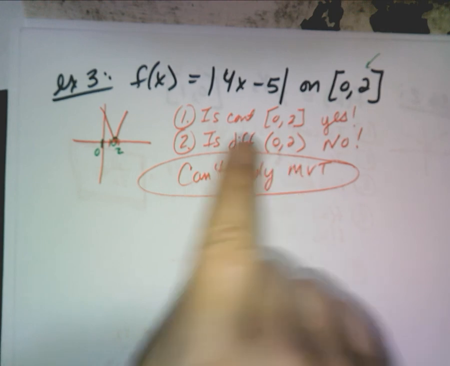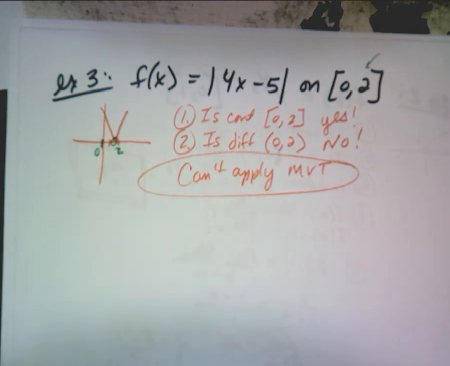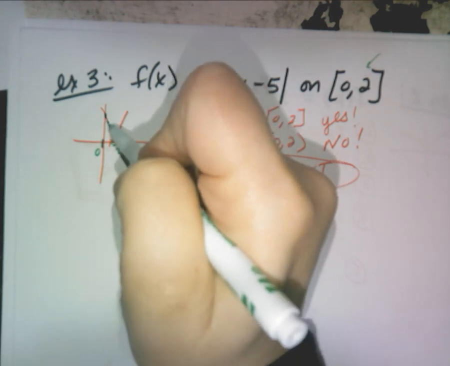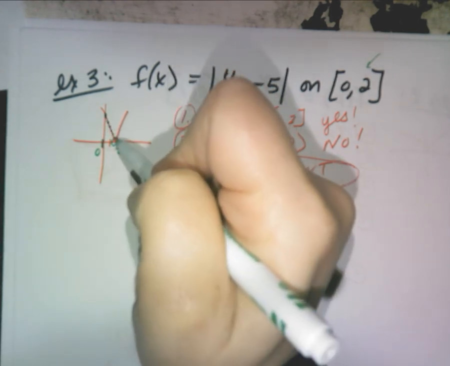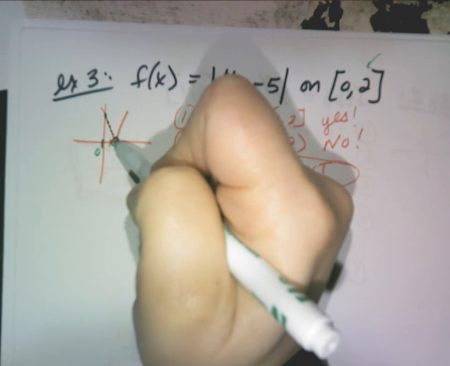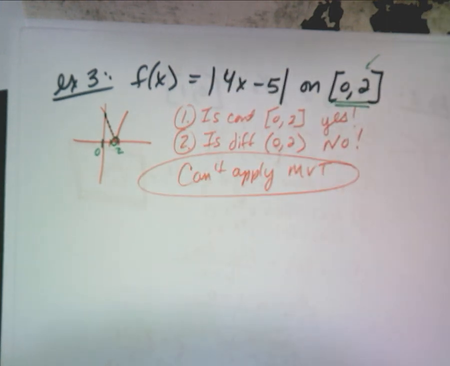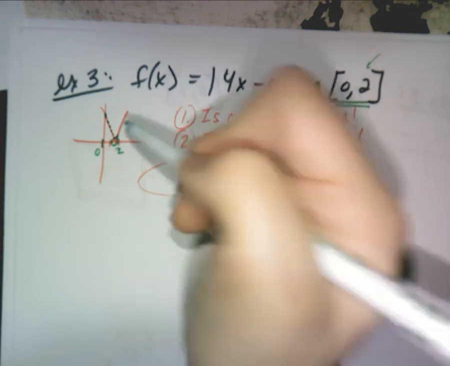Differentiable means every point. I'll color it again. Here's 0. At this point, I have to take a derivative. I have to take a derivative. I have to take a derivative. Oh no, but I can't take a derivative, and that's in the interval. That's in here. So that's a big problem.